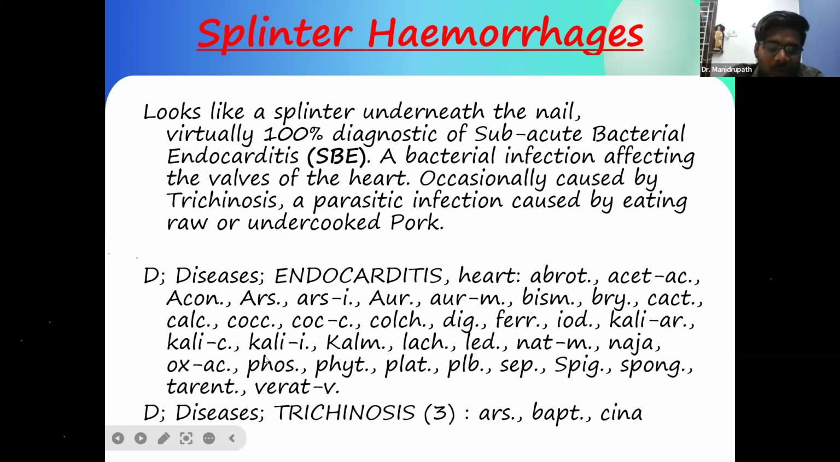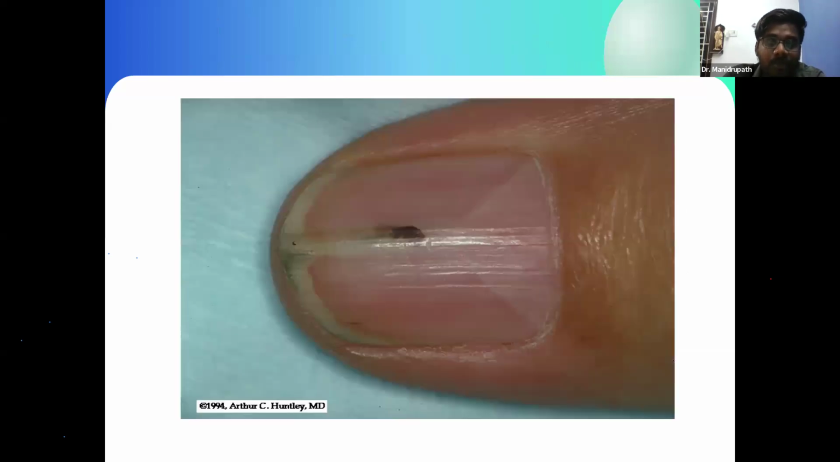There are many remedies here. Ars iod, kali iod, a syphilitic remedy, bismuth is there, spigelia is there, a heart remedy, naja is also there, spongia is also there. So more of the action of such endocarditis. This is the picture for you.